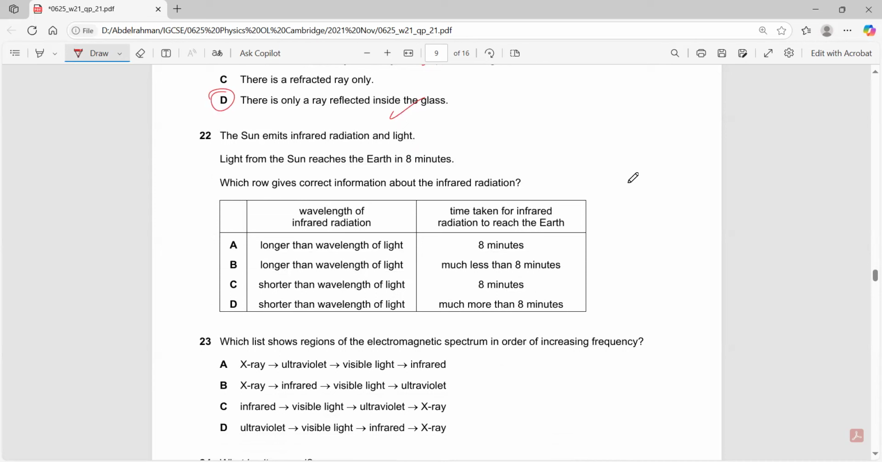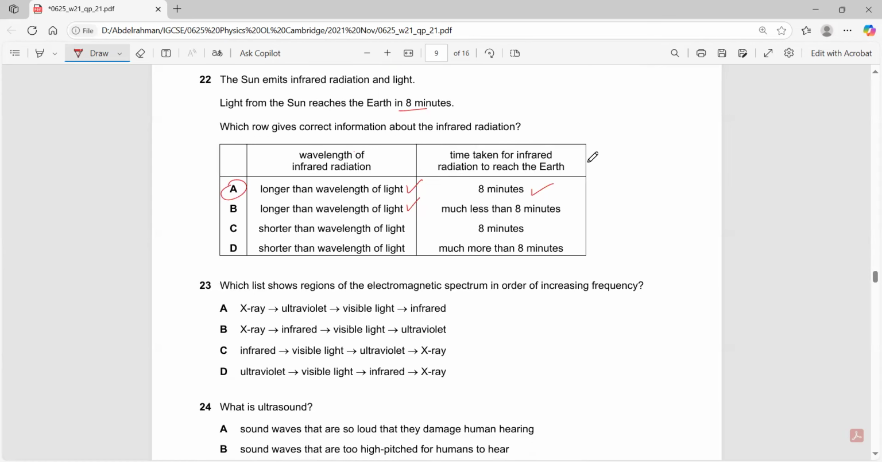Question 22. The sun emits infrared radiation. Light from the sun reaches the earth in 8 minutes. Which row gives correct information about the infrared radiation? So infrared radiation travels at the same speed of light, right? What about the wavelength of the infrared radiation? It's longer. Yes, we know that it is longer. The time taken to reach the Earth would also be 8 minutes because it has the same speed.